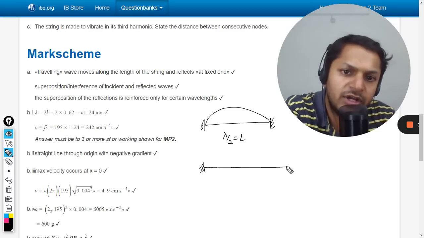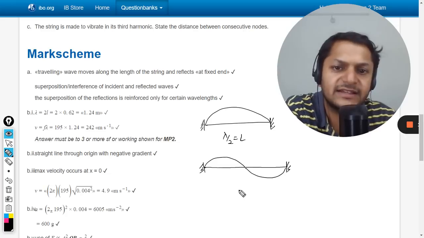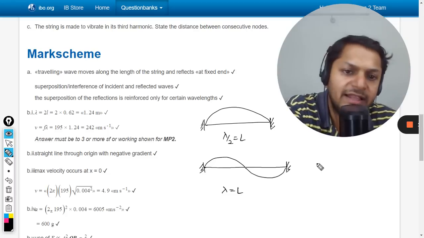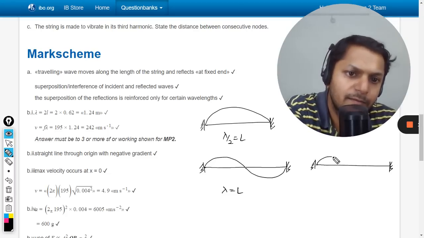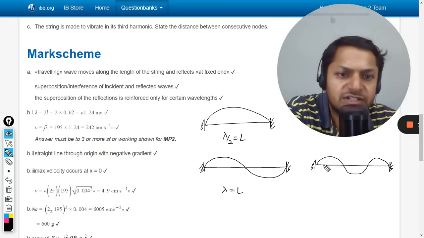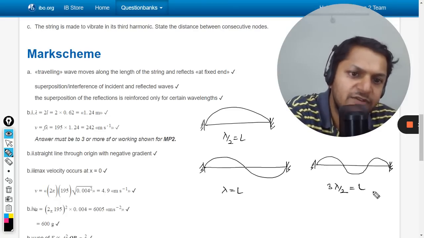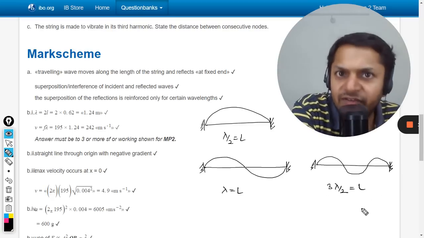In the second harmonic, it becomes like this. So we say that now the complete wavelength is equal to L. In the third harmonic, it will be like this. So this is lambda by 2. So 3 times lambda by 2 is equal to the total length of the string. And from there we can find the wavelength and all that.